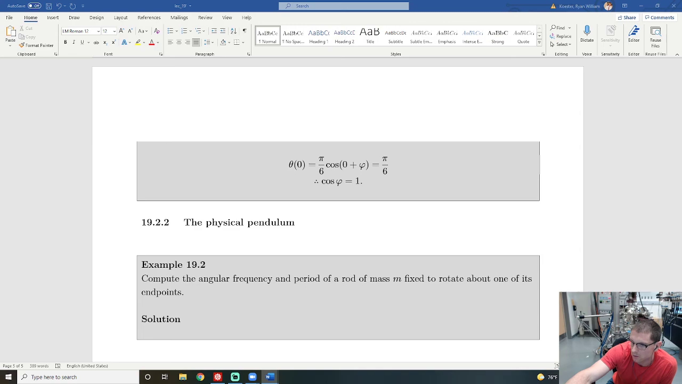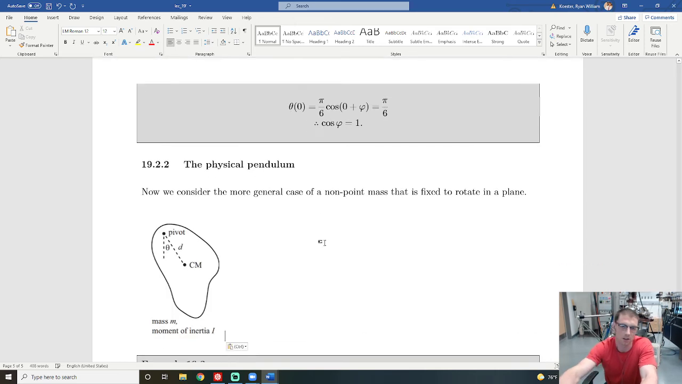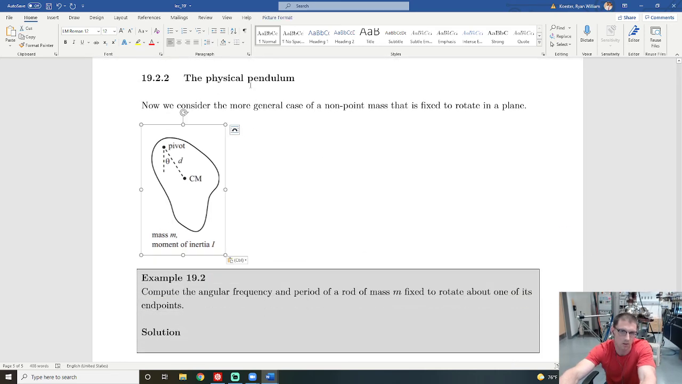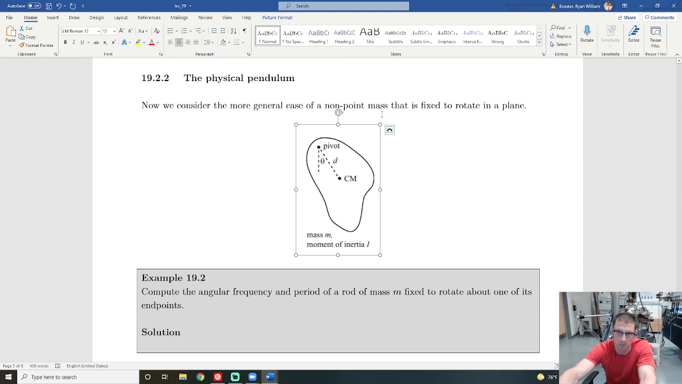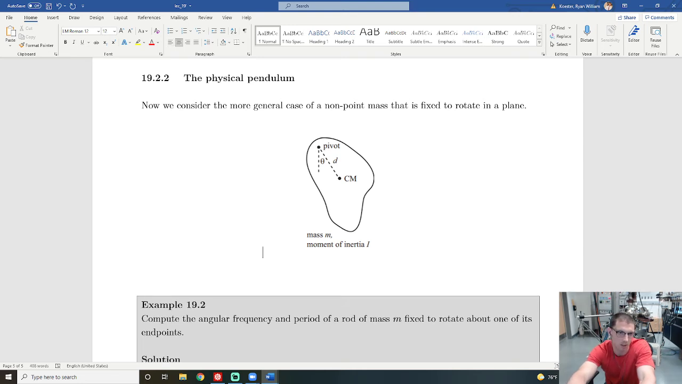I meant to have a picture of this, so let me just grab it from the other document here. So I'm going to say first, though, before I put this in, now we consider the more general case of a non-point mass that is fixed to rotate in a plane. Now we could draw it like this, maybe. This is a very general shape, right? This is not a shape that we have a ready-made moment of inertia for. But we're going to assume that we know the mass of this thing, and we know its moment of inertia.